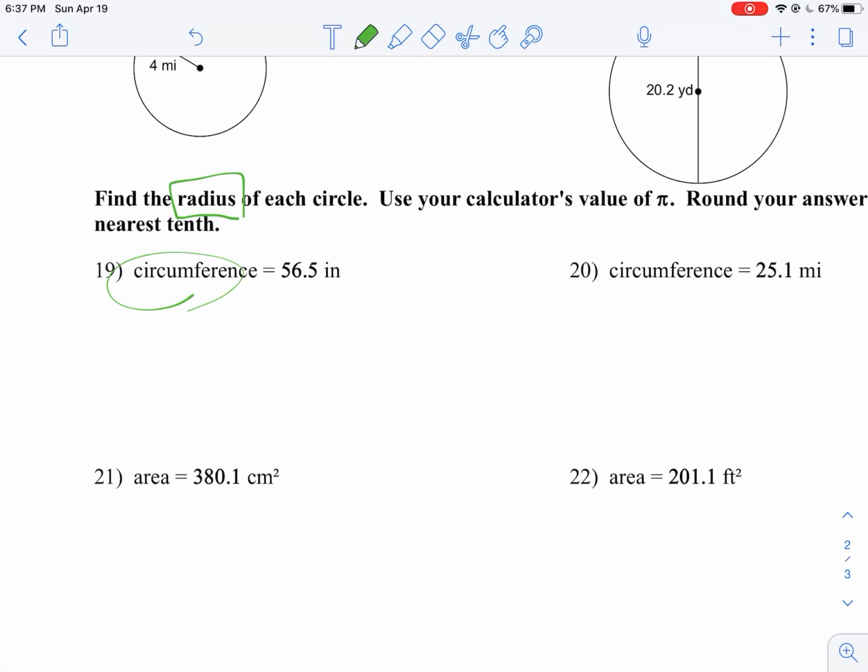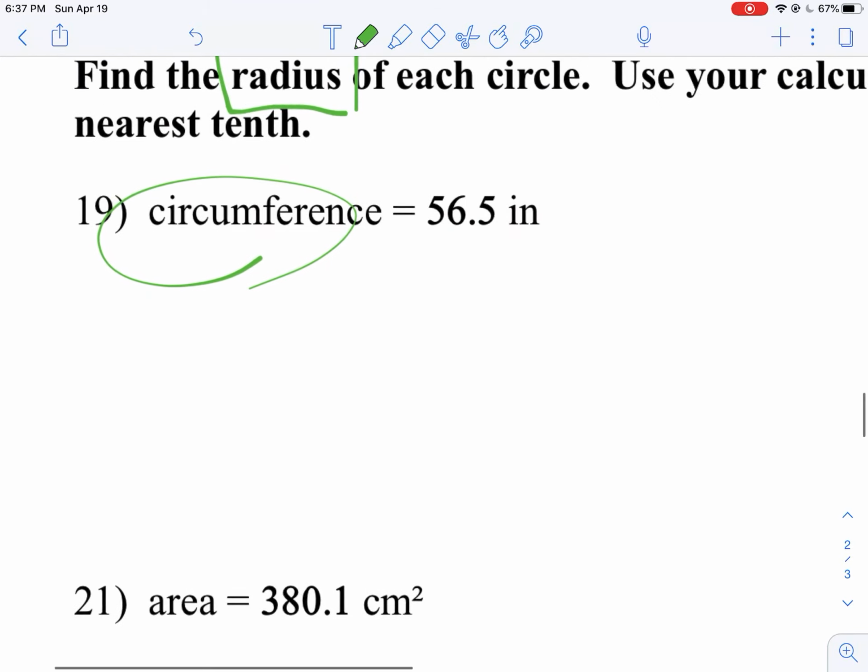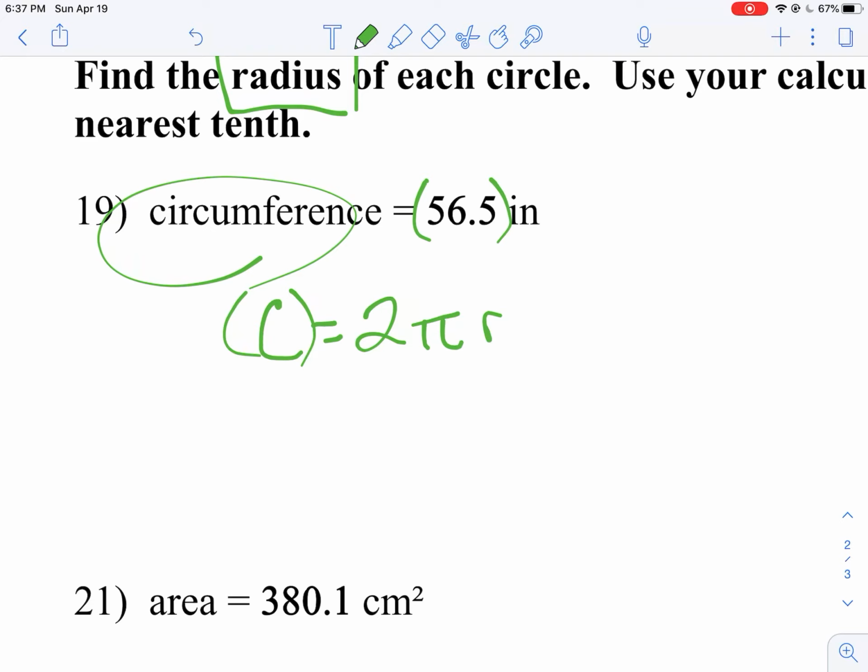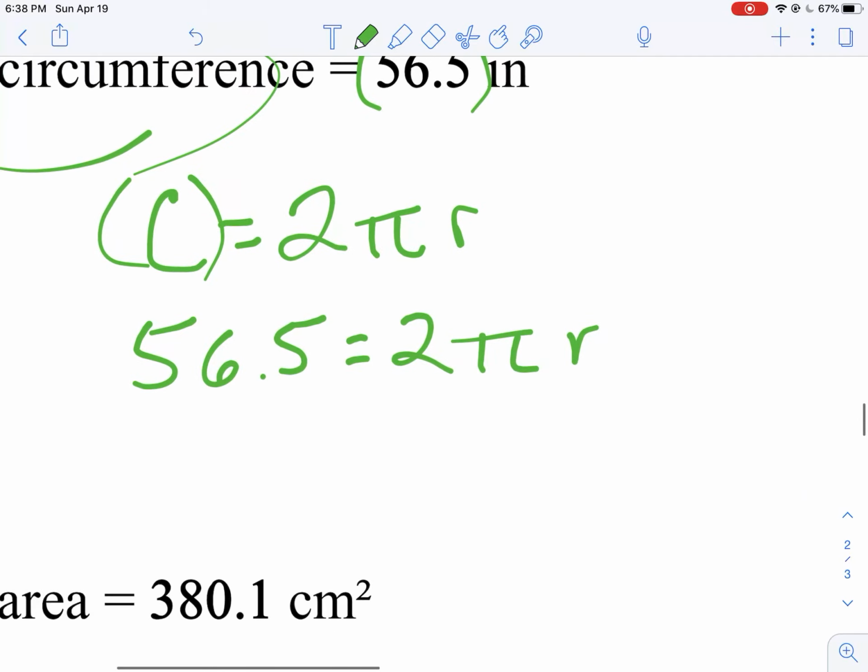So if I'm given the circumference, I'm telling you the circumference of a circle is 56.5 inches. Well, if that's the case, use the circumference formula, which we know from above, and we will have practiced ad nauseum at this point. Here's C = 2πr. Well, what does C equal? C equals that. So you plug it in. 56.5 = 2πr. Okay, and now you're going to go through and solve for r.